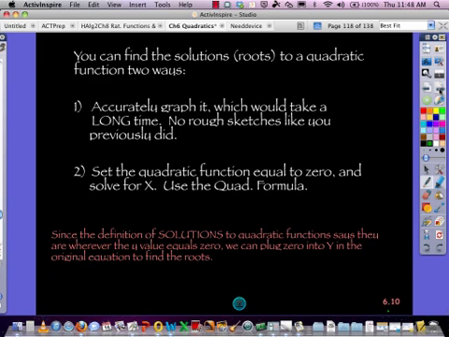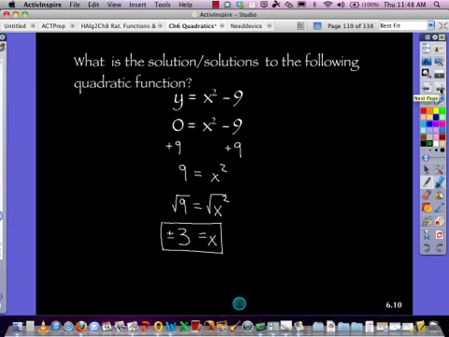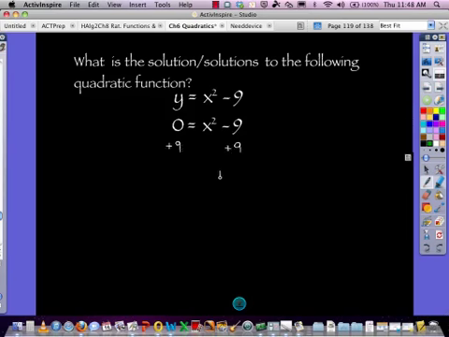Since the definition of solutions to a quadratic function says they are wherever the y value equals 0, we can plug 0 in for y into that original equation and find the roots. So we're going to do that with a couple examples. Some of them will be short, some of them will be longer. So let's start here. What if I said y equals x squared minus 9?